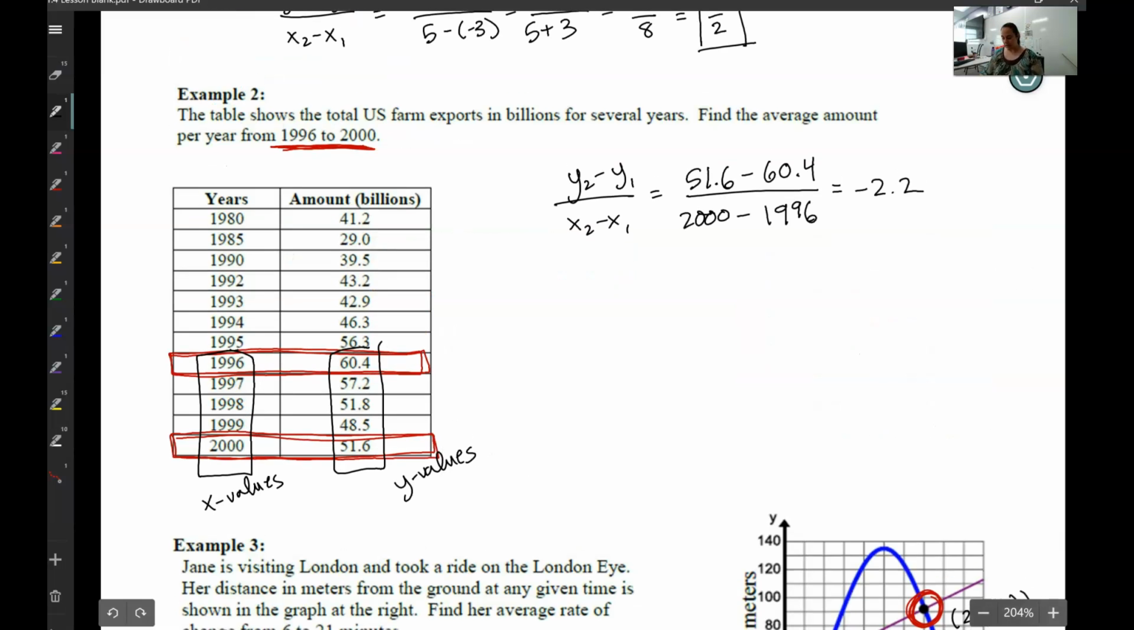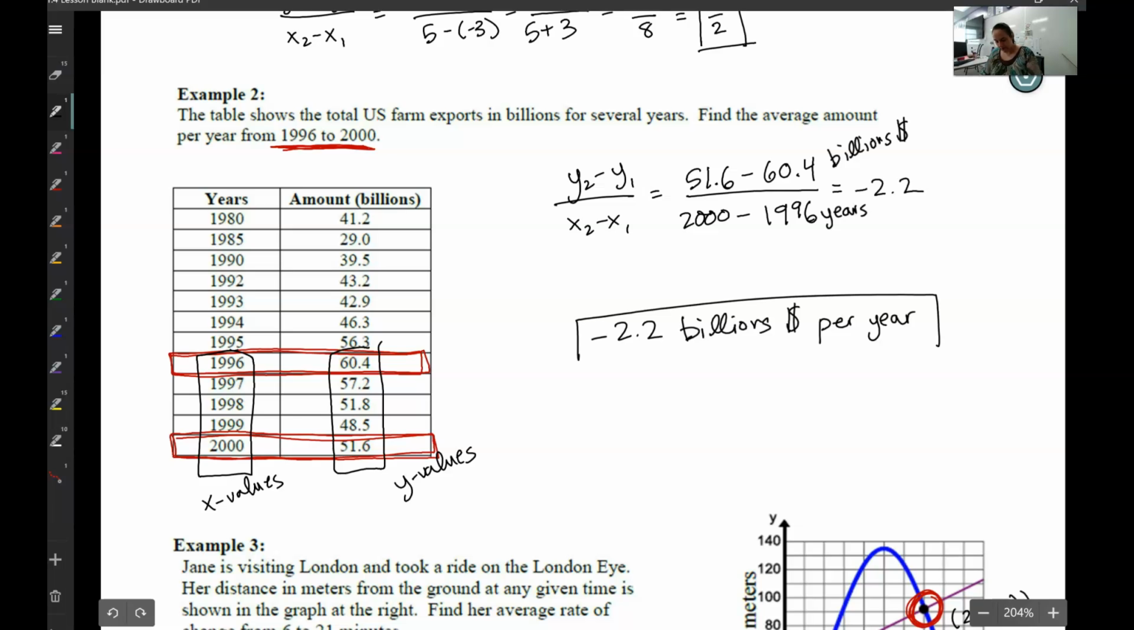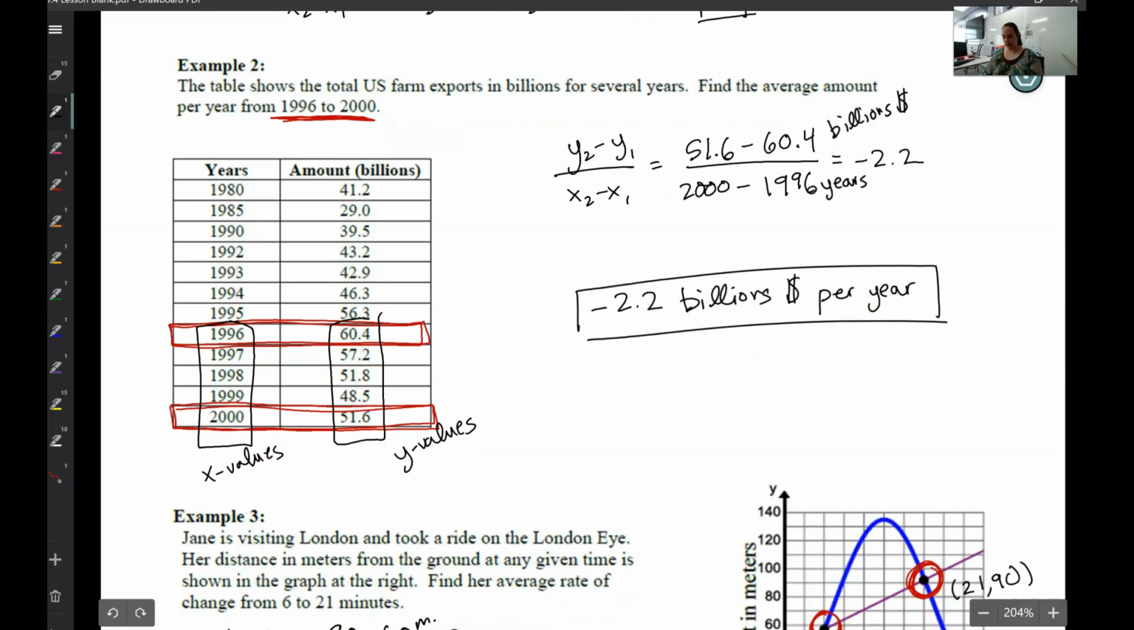We would actually do the same thing on this table because it was also a story problem. So the 51.6 and the 60.4 are billions of dollars. And the bottom one is years. So we'd say negative 2.2 billions of dollars per year. And that would be our final answer.